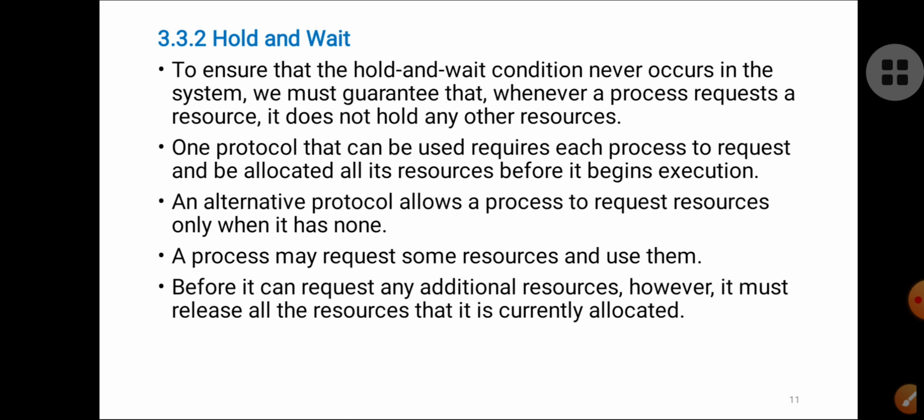The second alternative protocol allows a process to request resources only when it has none. A process may request some resources and use them. Before it can request any additional resources, it must release all the resources that are currently allocated.